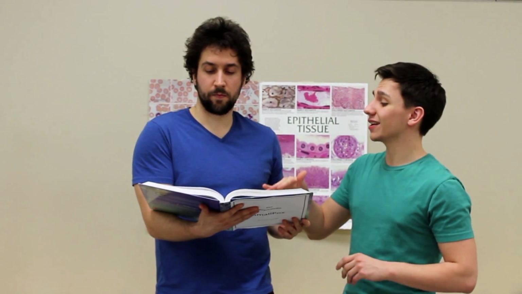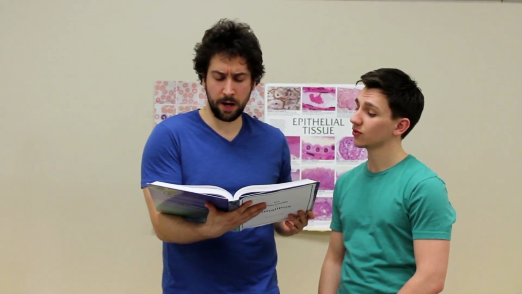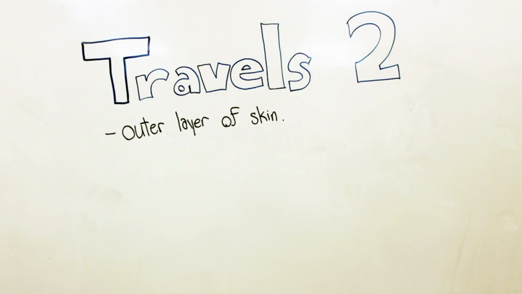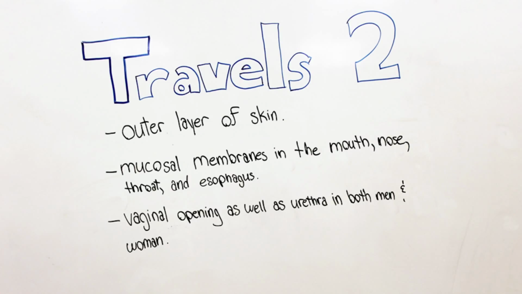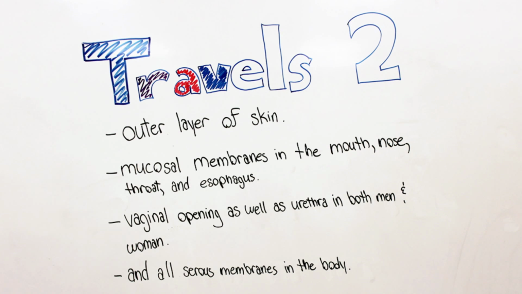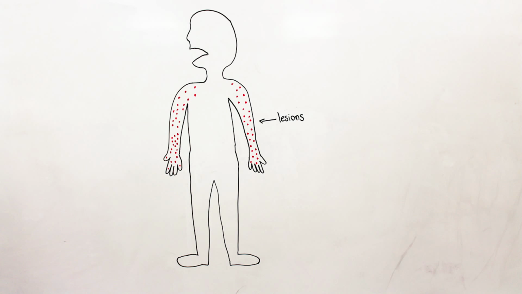bloodstream. So did you know, Adriano, that once inside the bloodstream, the variola virus targets specific epithelial tissues? Yeah, it says right here that the main areas of infection include the outer layer of skin, mucosal membranes in the mouth, nose, throat, and esophagus, vaginal openings, as well as the urethra in both men and women, and all serous membranes in the body. It also says that in all cases, once the virus has entered the epithelial tissue, it starts to multiply within the epithelial cells and causes lesions. That is interesting. Sounds painful.